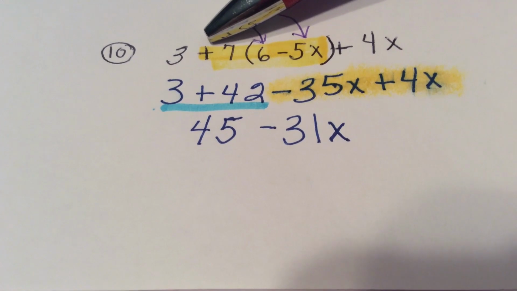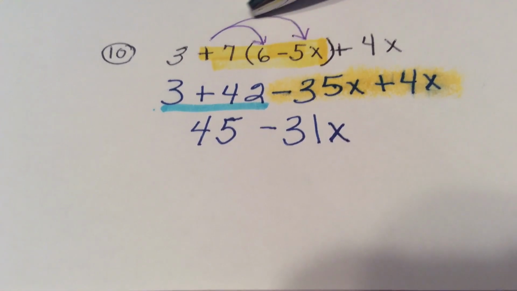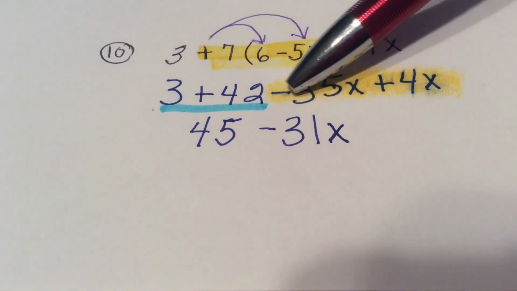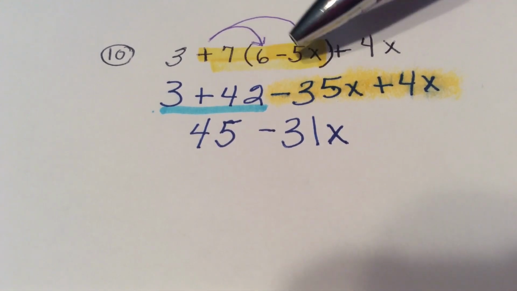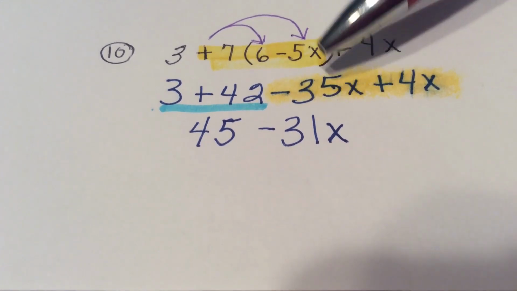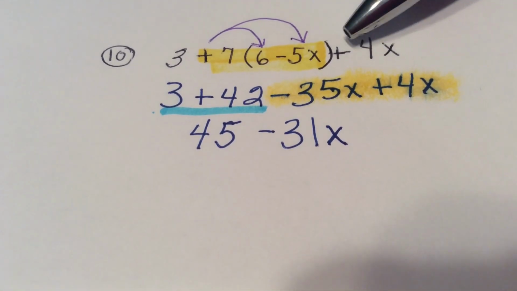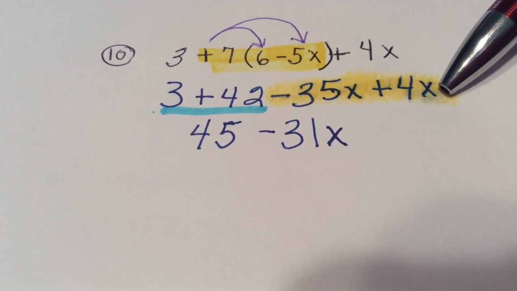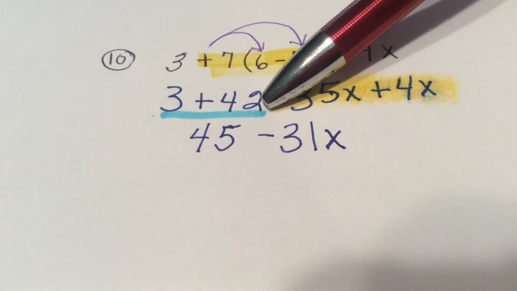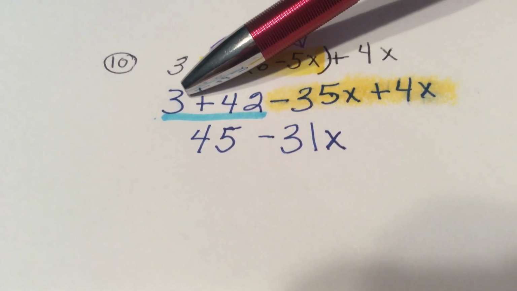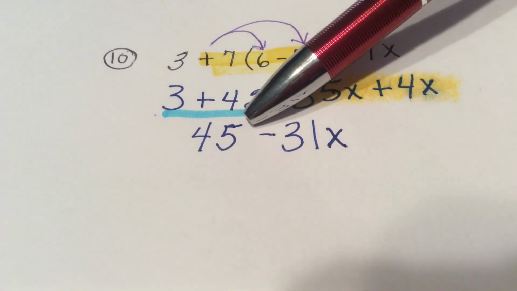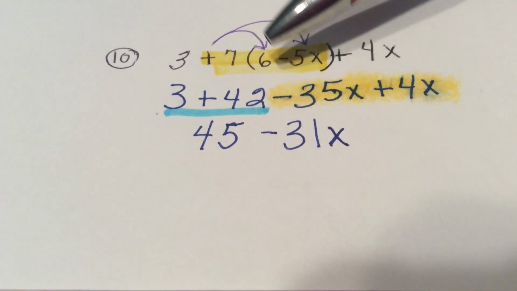Now let's go to the next one. We're going to take positive 7 and multiply it by negative 5x. Positive times negative is a negative. 7 times 5 is 35, or a positive 7 times a negative 5 is a negative 35x. Now just bring down your plus 4x. Now, 3 and 42 are just constants. They don't have any letters, so we can combine them. So put into your calculator 3 plus 42. Underneath that, you will write down 45.